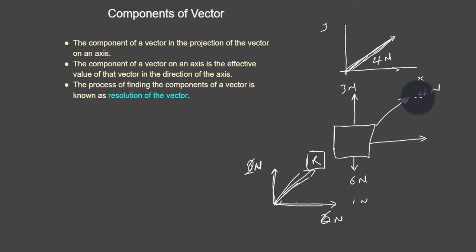So now let's talk about resolution of a vector. What's resolution of a vector? It's just the process of finding a component of a vector. So whenever you hear the words resolve this vector or resolution of a vector, it's just that process of you finding a component of a vector. The component is just any of these values, right? Any of the values along the axis.